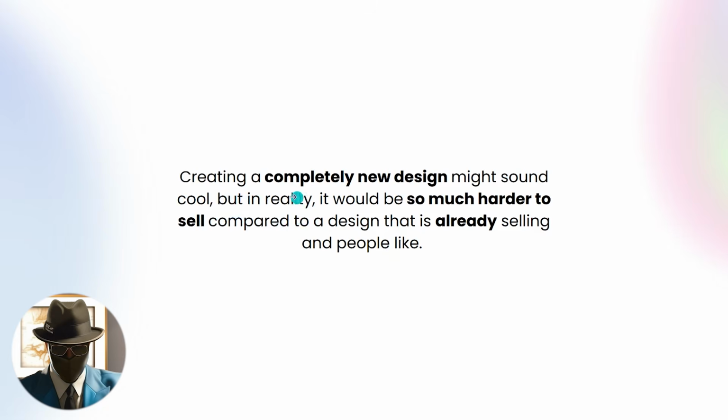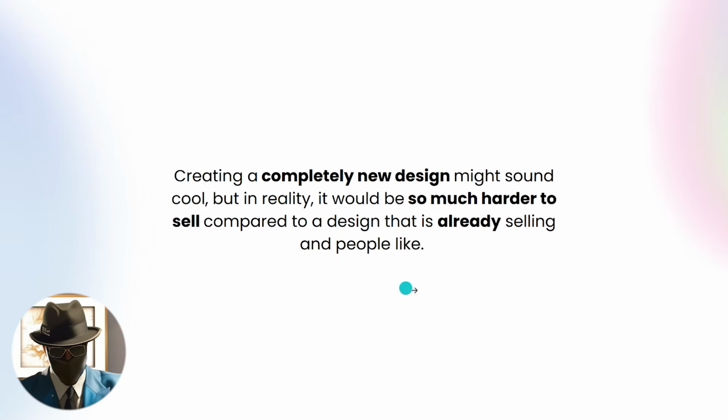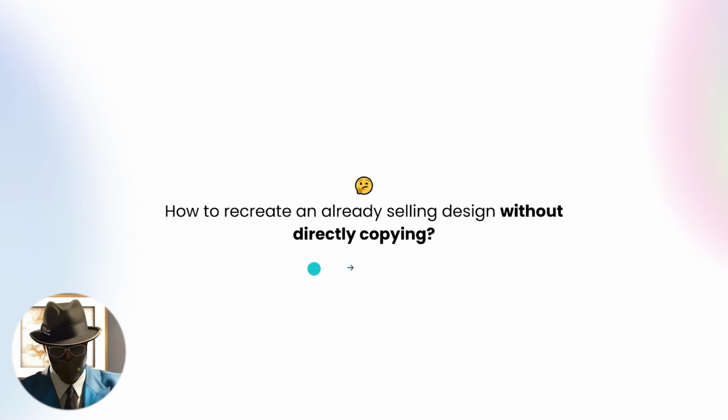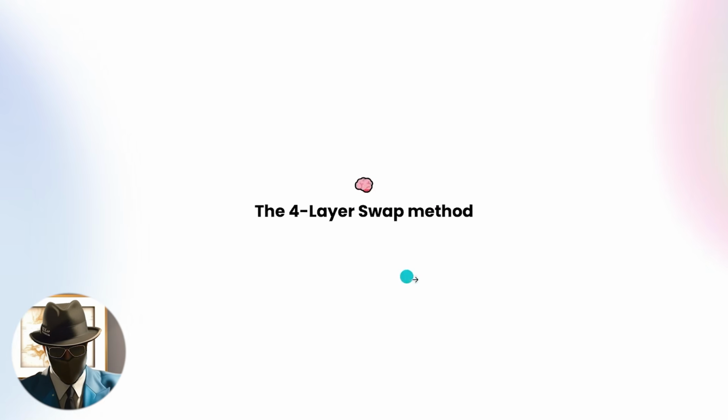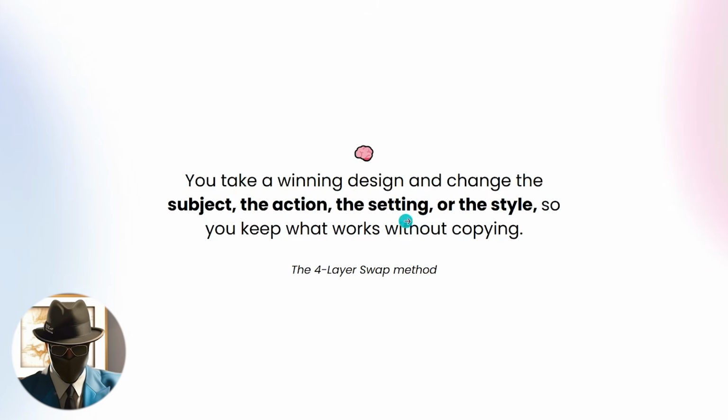You see, creating a completely new design might sound cool, but in reality, it would be so much harder to sell compared to a design that is already selling and people like. But the issue is how to recreate an already selling design without directly copying it. Well, here is where the secret framework I call the 4-layer swap method comes in, which is where you take a winning design and change the subject, the action, the setting, or the style, so you keep what works without copying.